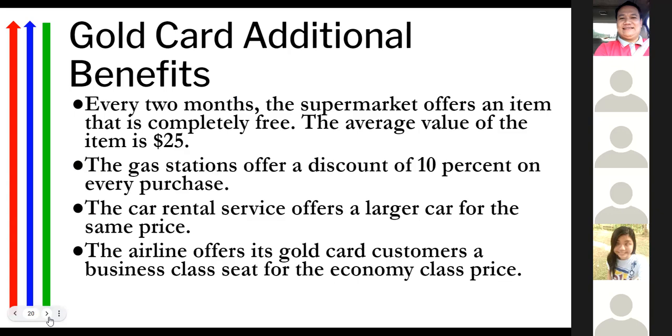Sa car rental naman, service offers, ito muna pala, baliktad pala. Ito pala yung sa larger car, tas kanina doon is 20 bonus points. And then sa airline naman, offers its gold card customers a business class seat for the economy class price. So, yun yung mga benefits ng gold card. So, para naman makakuha ng gold card yung isang member. So, in-explain ko lang para later alam natin yung context nung system. Next slide, please.